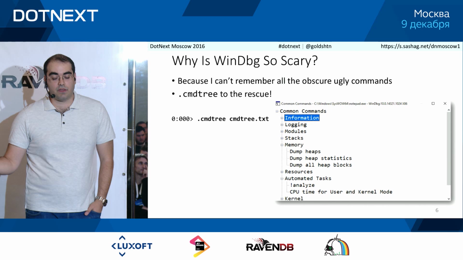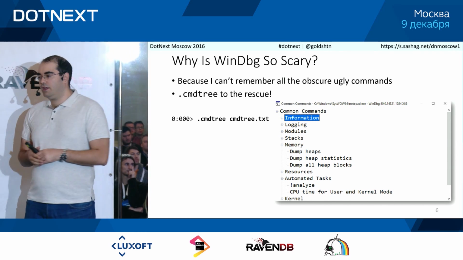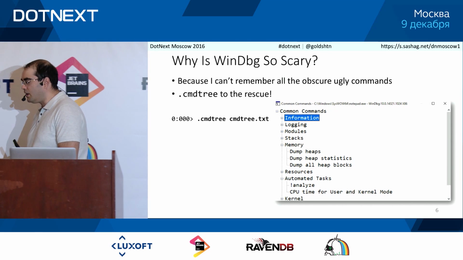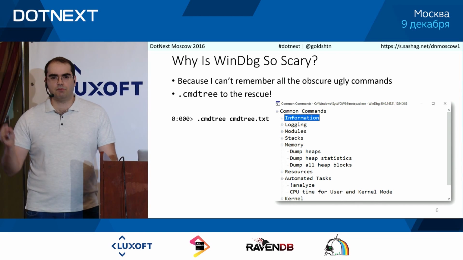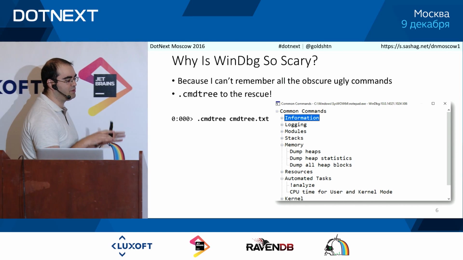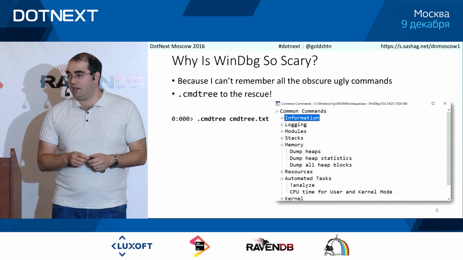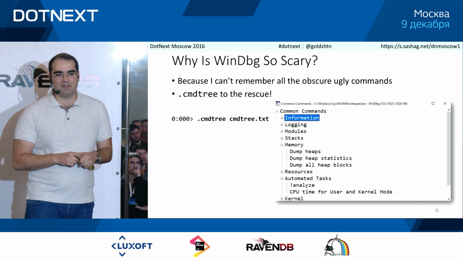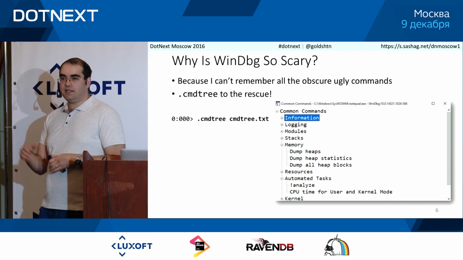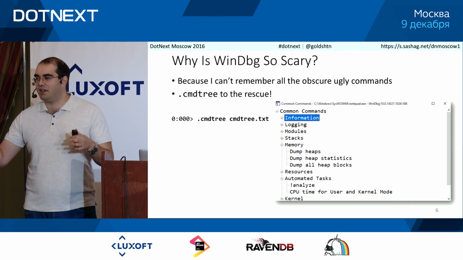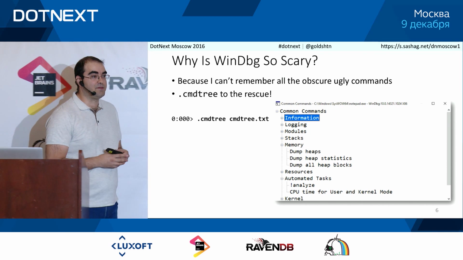Let's take a look at some of the things that make it a little easier to use first. One of the things that makes WinDbg so scary is that you have to remember a lot of commands. There's some menus, some shortcuts, but generally you have to type in a lot of text commands. So it turns out WinDbg has this nice command that you do have to remember called cmdtree, which can create this nice menu for you. You can then navigate with your mouse the way you like, and that will run useful commands for you.